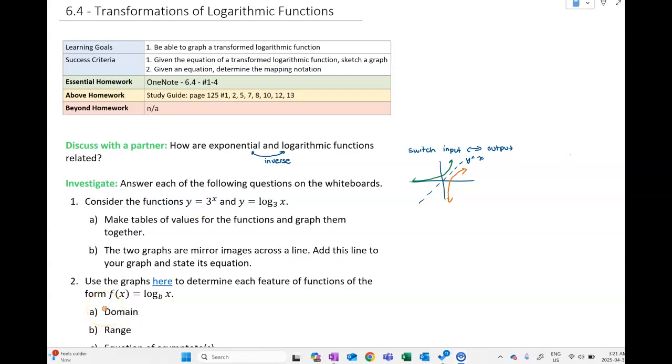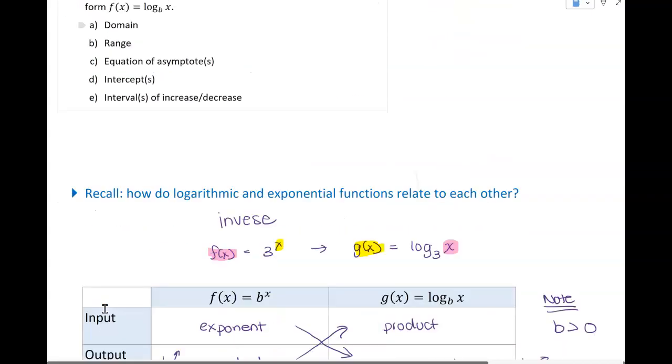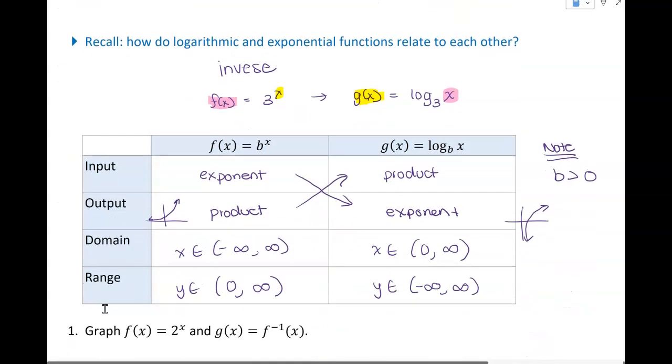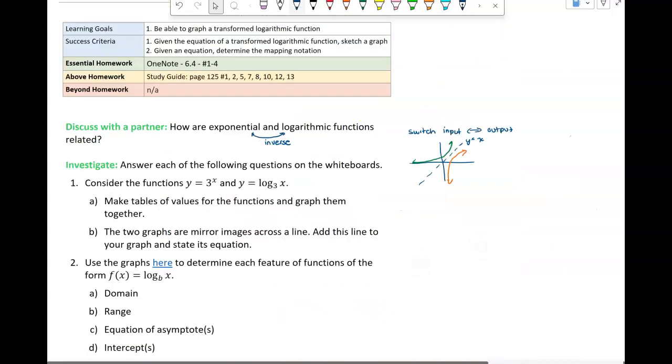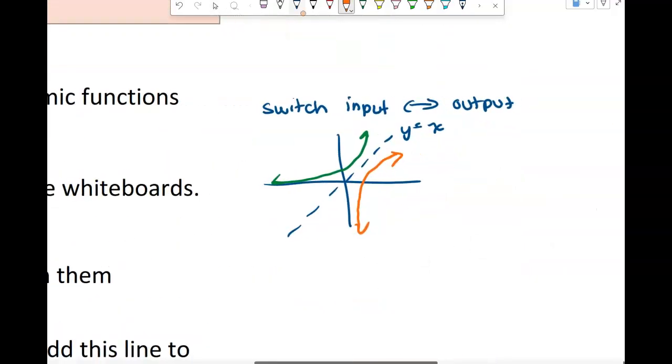Hello class, today we're going to talk about transformations of logarithmic functions. So I want you to recall logarithmic and exponential functions and how they are related to each other. A reminder that they are inverses of each other. When we talk about inverse, we're talking about reflection across that mirror line, which is the y equals x line, like here. Here is the exponential graph in green, and here is the logarithmic graph in orange.